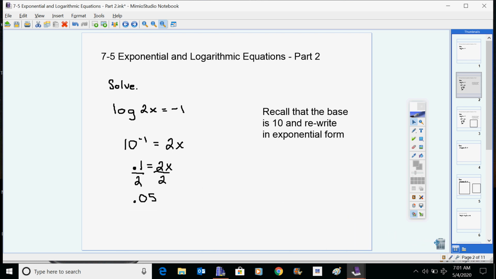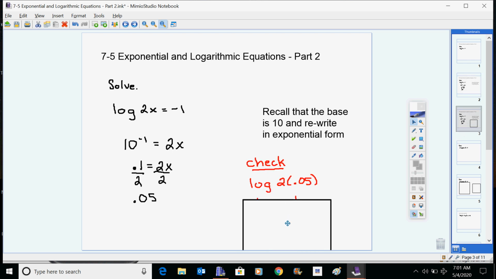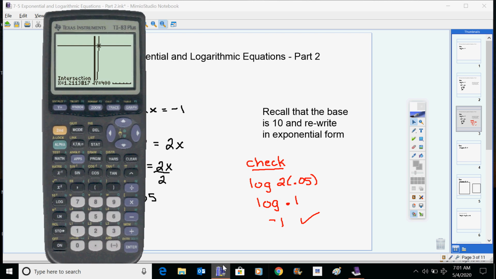That one's already done, but let's just check it to make sure that you're right. We take log of 2 times 0.05, which is log of 0.1. And you can check that either by hand in your head, because 10 to what power gives you 0.1, or because it's a regular logarithm, you can just take log of 0.1 to double check to make sure that you were right. And you get -1. So nice, easy thing. Today, hopefully you're not finding it too difficult, but you do need the practice.